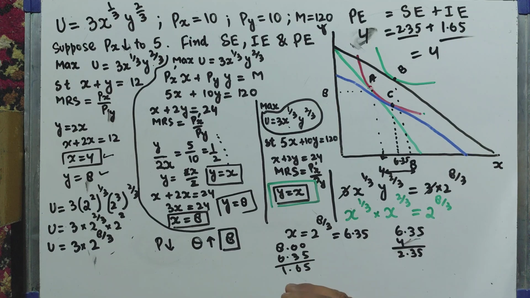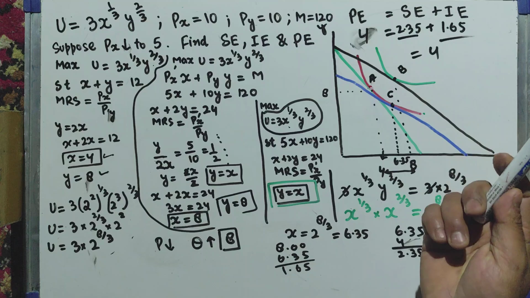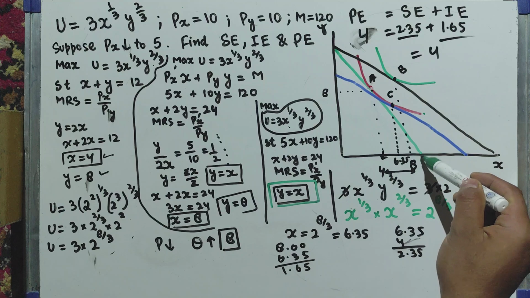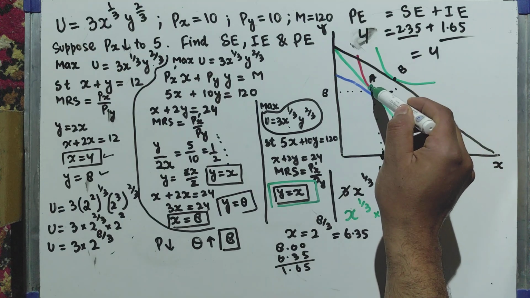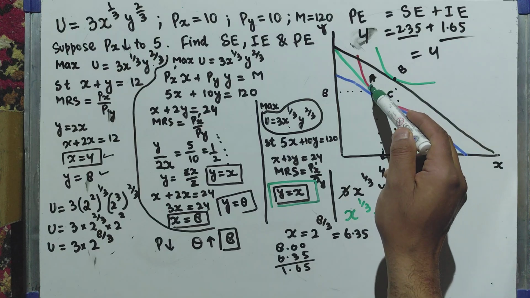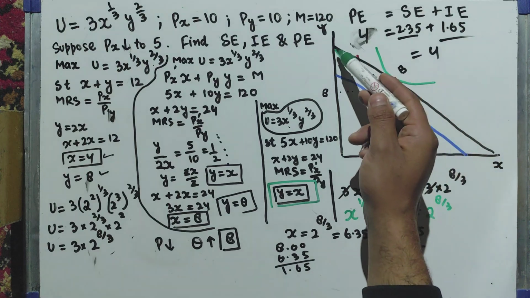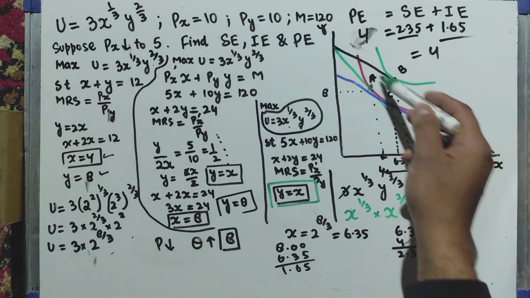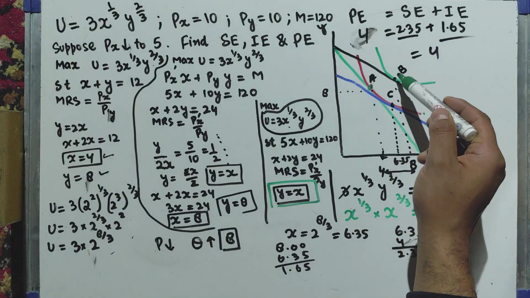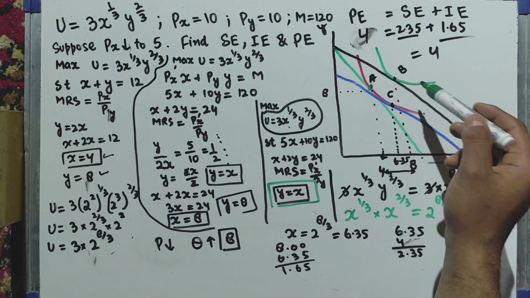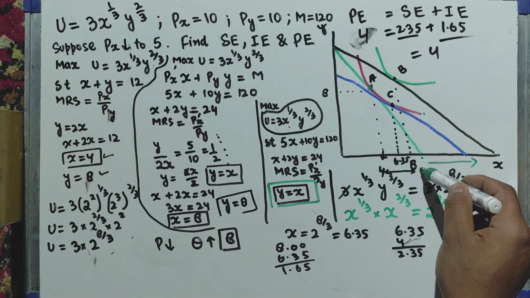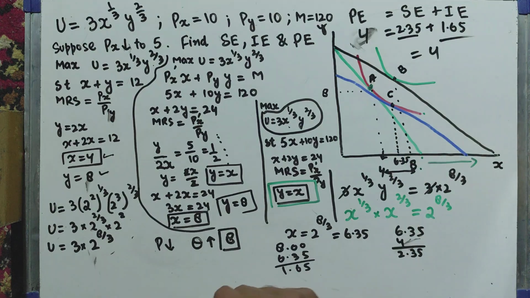So what we have done here, if I can recapitulate it. Initially the consumer was on this budget constraint and he was consuming at this point. This was the initial equilibrium point. When the price of good X has decreased, quantity demanded of good X has increased. That means this budget line has pivoted towards the right. Now at this new pivoted budget line, we find out the equilibrium at point B. That means quantity demanded has changed to 8 units. The movement from A to B is our price effect.